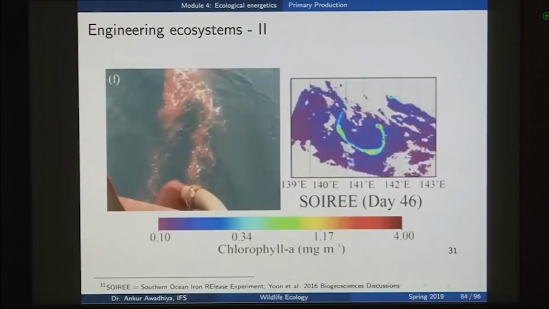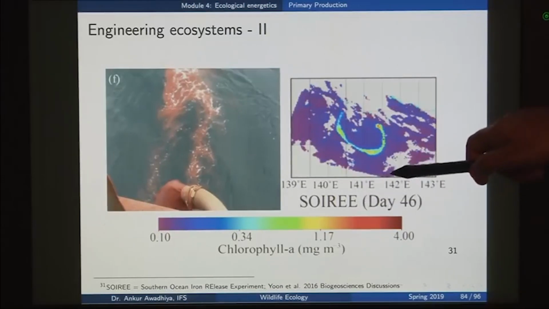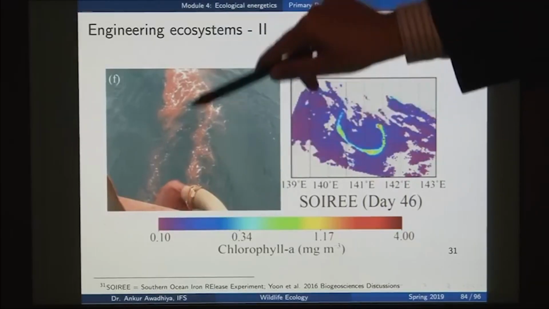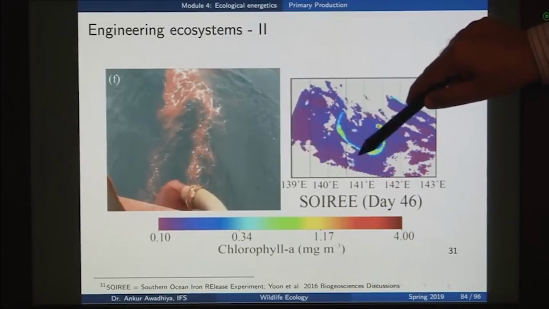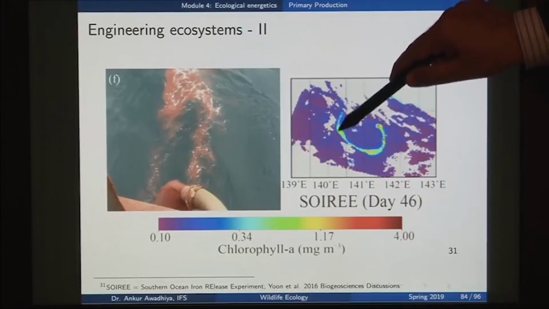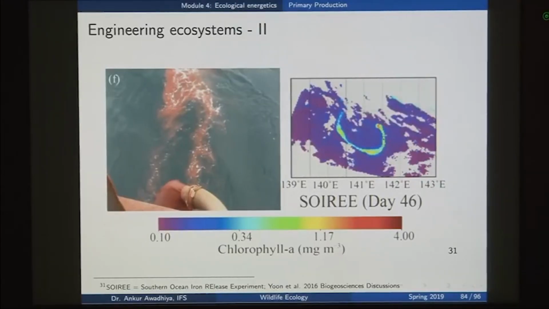In the case of oceans, iron is a nutrient that is available in less quantities. So, there was this experiment which goes by the name of Southern Ocean Iron Release Experiment, SOIREE. In the case of SOIREE, there were ships that released iron salts, and when that happens, this is the route of one such ship, and here we can see that the amount of chlorophyll has increased in these regions. Now, why is that important?